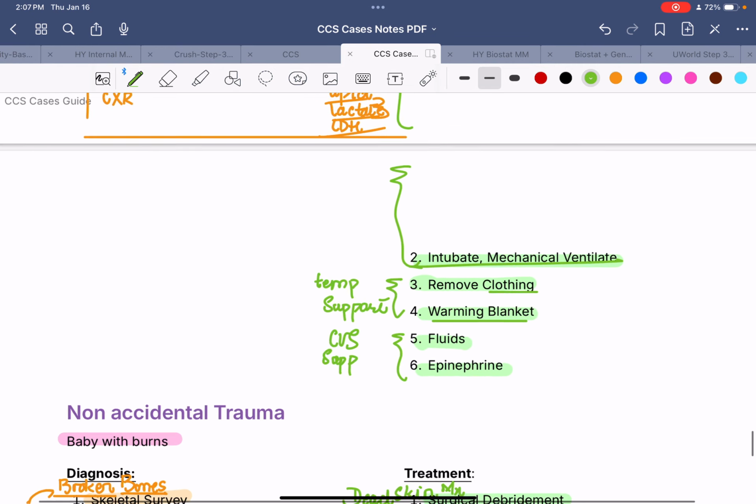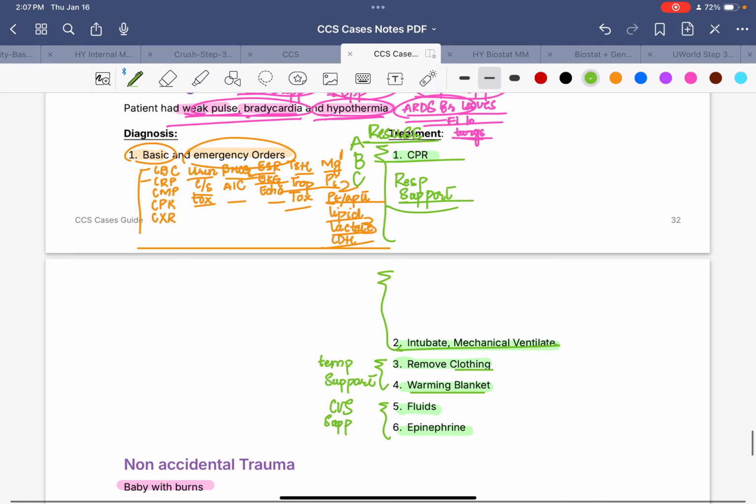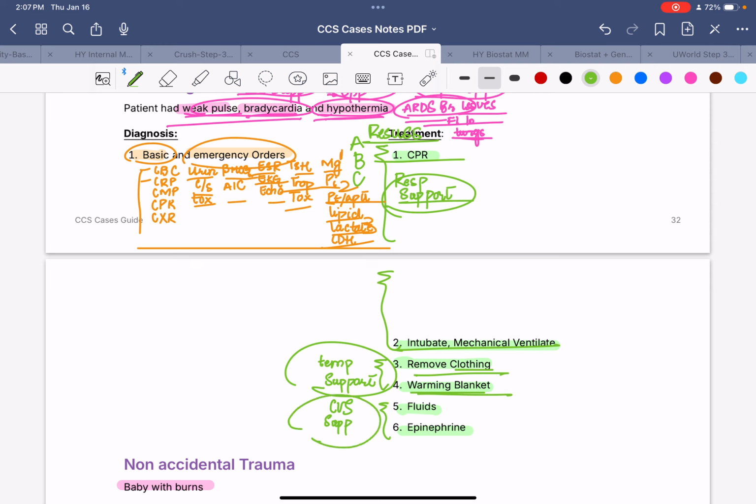Okay, this was for the resuscitation and the respiratory support. Next up we have the temperature support. Since the patient is hypothermic, we are going to remove the clothing and put a warming blanket on the patient. The clothing might be drenched with water and make the patient more hypothermic, so remove the clothing and put on a warming blanket.